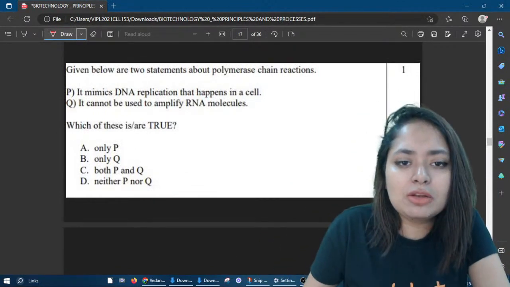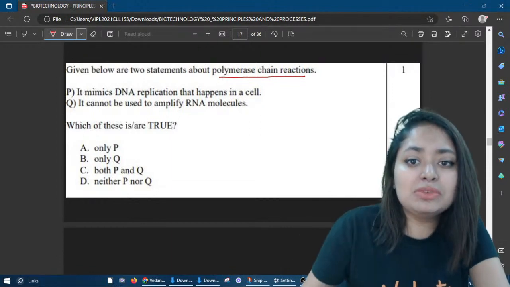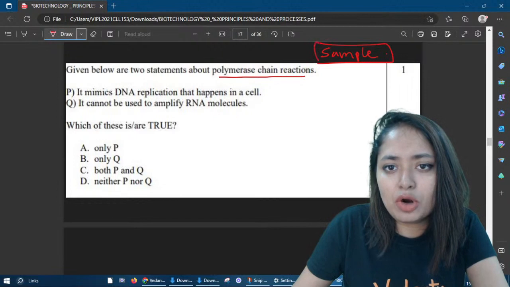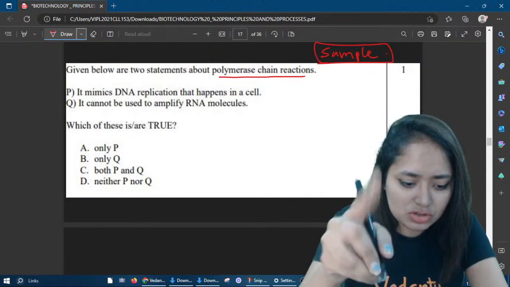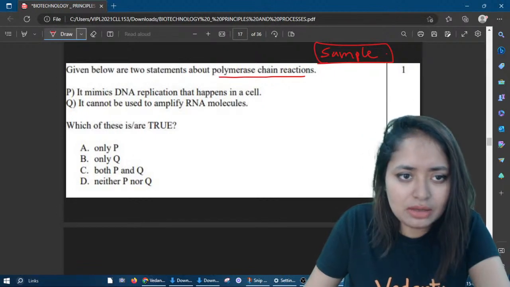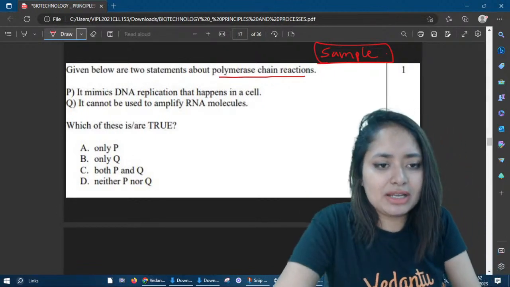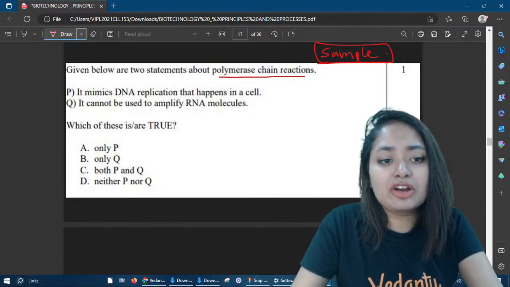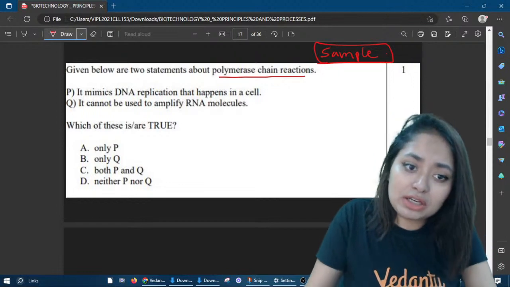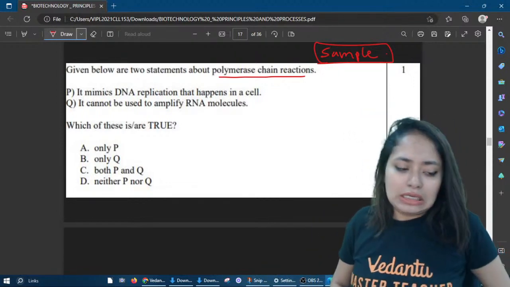Given below are two statements about polymerase chain reaction. This question is from the sample paper, and I have brought the answer from the marking scheme only. P: It mimics DNA replication that happens in a cell. Q: It cannot be used to amplify RNA molecule. Please read and tell me the answer. Which of these is or are true? Only P is true. Only Q is true. Both P and Q are true. Neither P nor Q is true. Please give the answer.